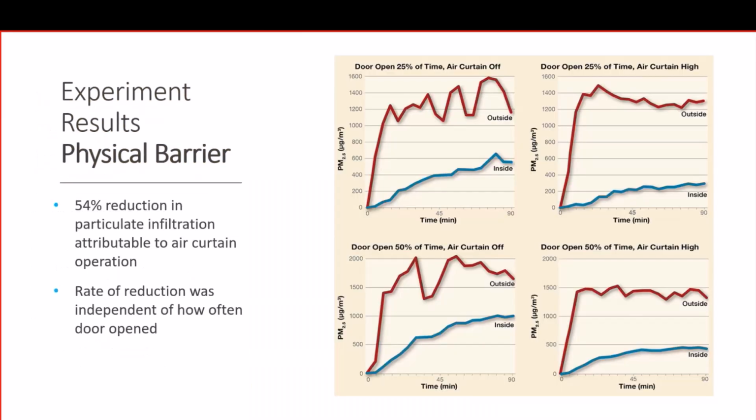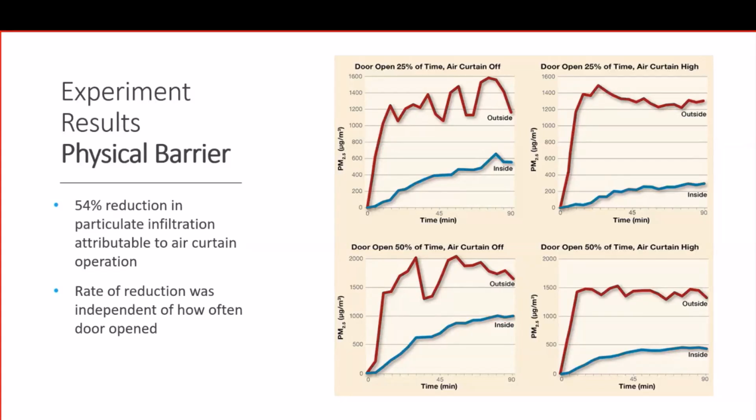Here are some of the results of the studies, and these are similar studies that were published in those journals as well. The two charts that we have are for low traffic, when the doors are only open 25% of the time, and for high traffic, the bottom two images, when the doors are open 50% of the time. I would encourage you to see only the two blue curves on the left side and the right side. You can clearly see that when the air curtain is on, which is the two graphs on the right side, there is more than 50% reduction in the infiltration of the smoke into your building.